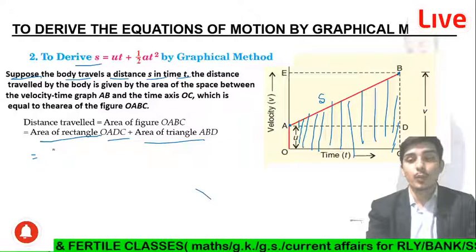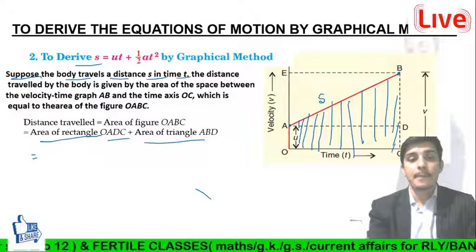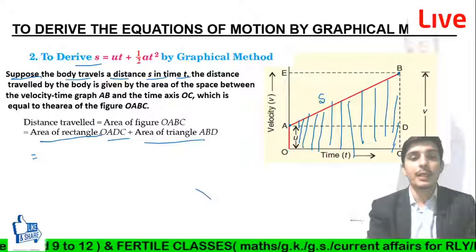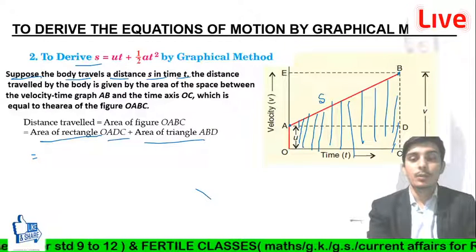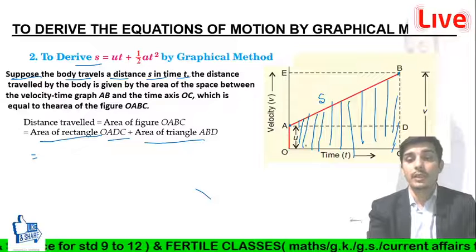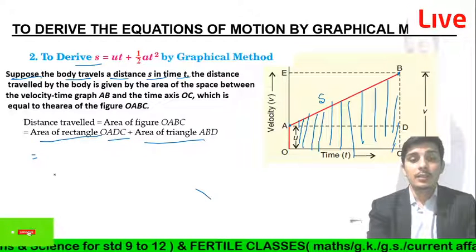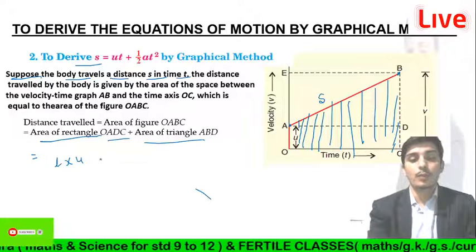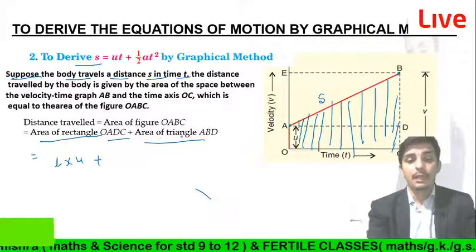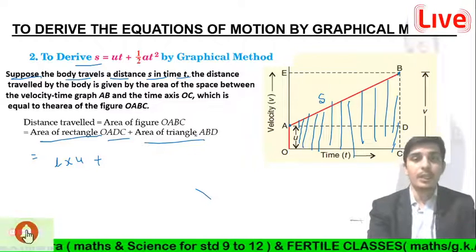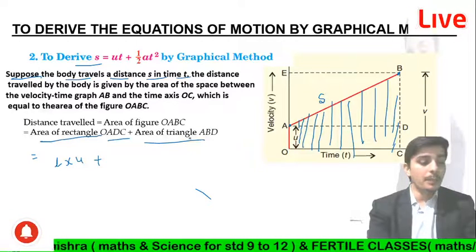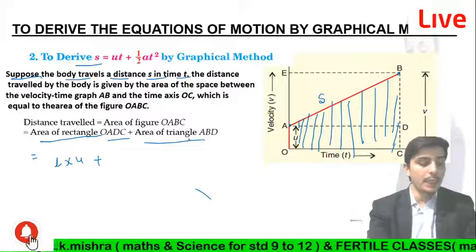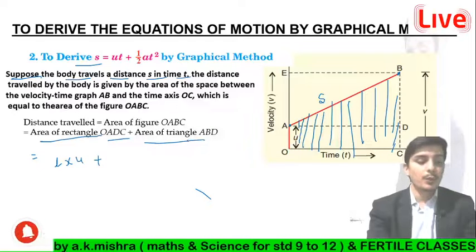Now, guys, we can write the area of rectangle OADC. Length into breadth: length is t and breadth is u. So you can write t into u, plus the area of triangle ABD. Okay, so it is very simple, guys. Are you getting my points? ut.